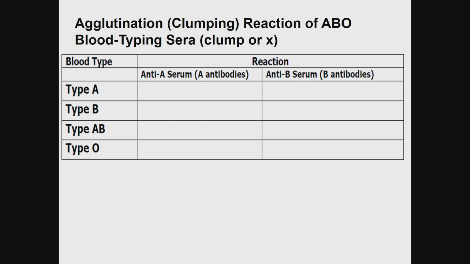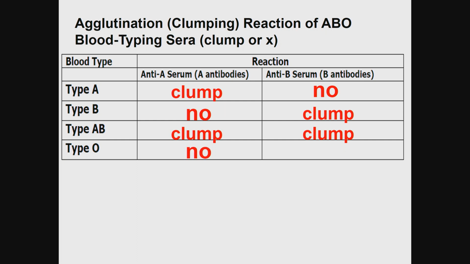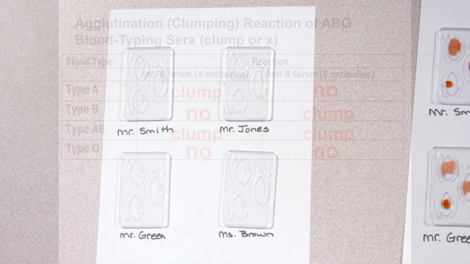When we're testing the blood, type A blood will clump in anti-A serum. Type B will clump in anti-B serum. Type AB will clump in both anti-A serum and anti-B serum. And type O will not clump because there are no antigens on the red blood cells. Let's take a look at the lab.